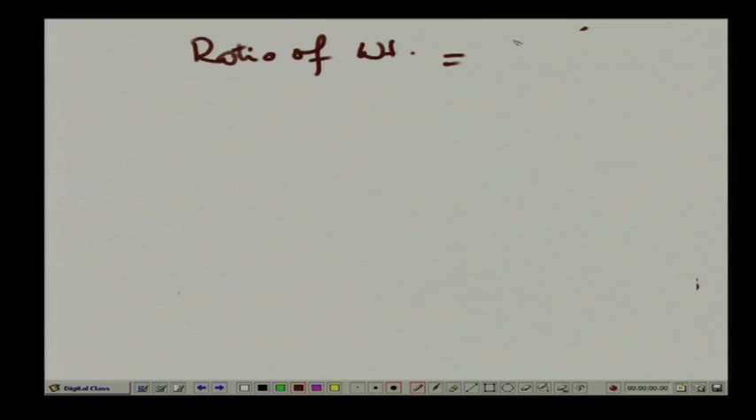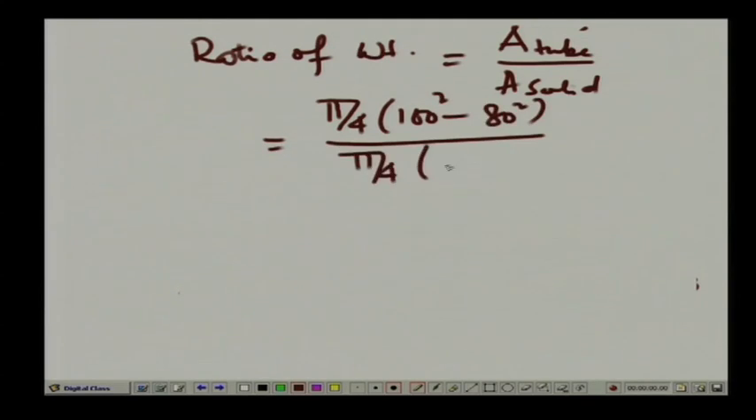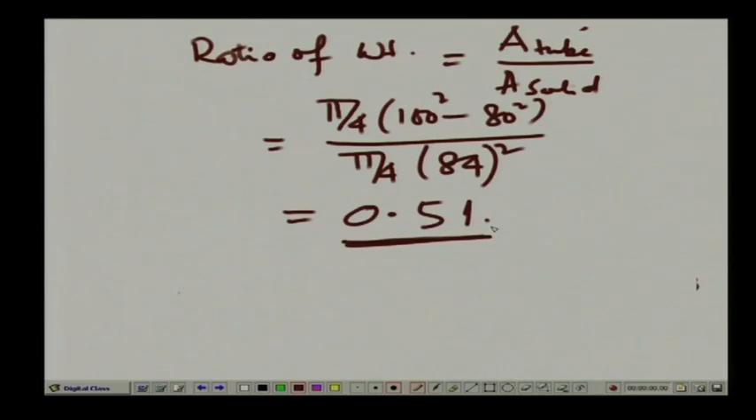this is equal to, let us call this the area of tube by area of solid, and this is equal to the tubular area, which is pi by 4 times 100 square minus 80 square, divided by pi by 4 times 84 square. So, this is for the solid area, and if you compute these two, you will get a value of 0.51.